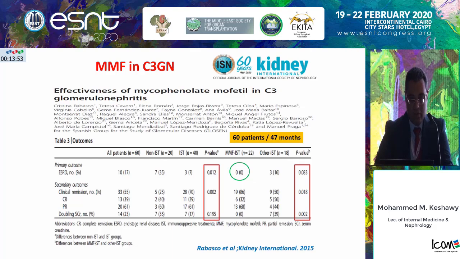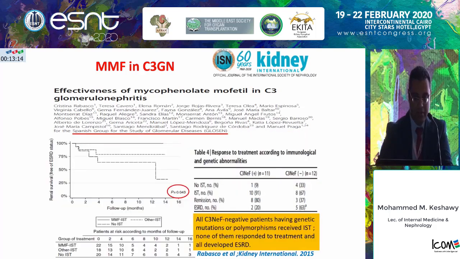This data from the Spanish Group for the Study of Glomerular Disease examined 60 patients over 47 months. All patients who received immunosuppressive treatment showed significantly better response than those who didn't. Specifically, MMF shows better results than other immunosuppressives in terms of clinical remission and doubling of serum creatinine, though the p-value is statistically insignificant. Actually, what happens is that 0 cases treated with MMF progressed to end-stage renal disease.